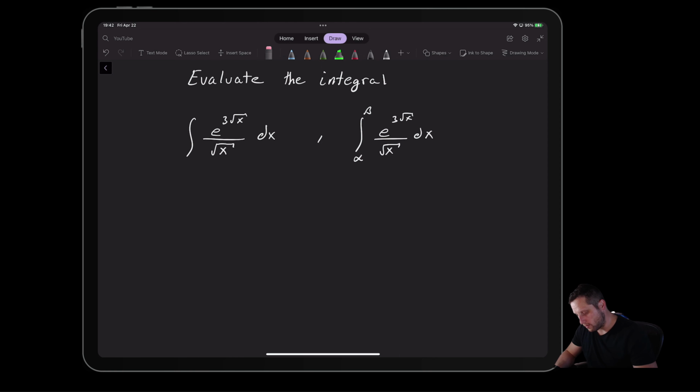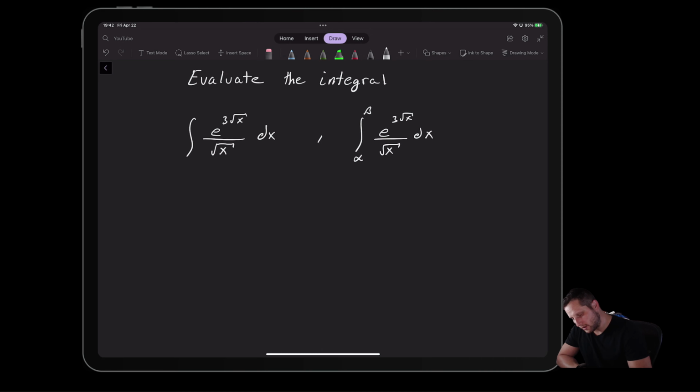So what I'm going to do is I'm just going to solve one of them. I'm not going to solve both at the same time because the steps are all the same until you get down to the evaluation part. And once I get there, I will go ahead and show you the difference between the indefinite integral and the definite integral, okay?